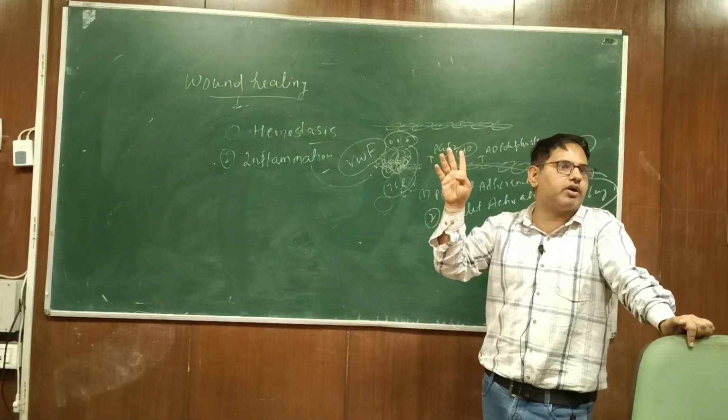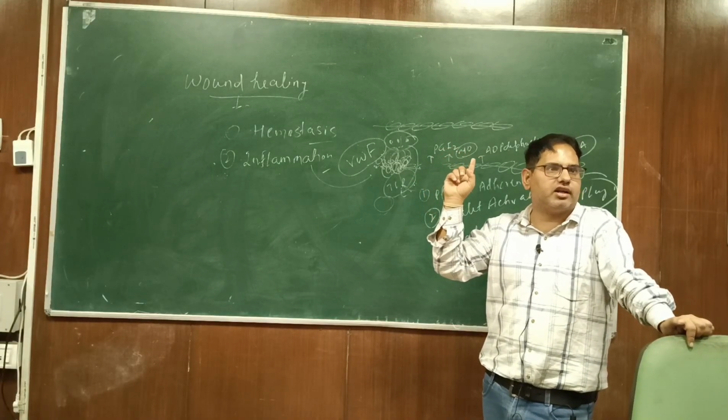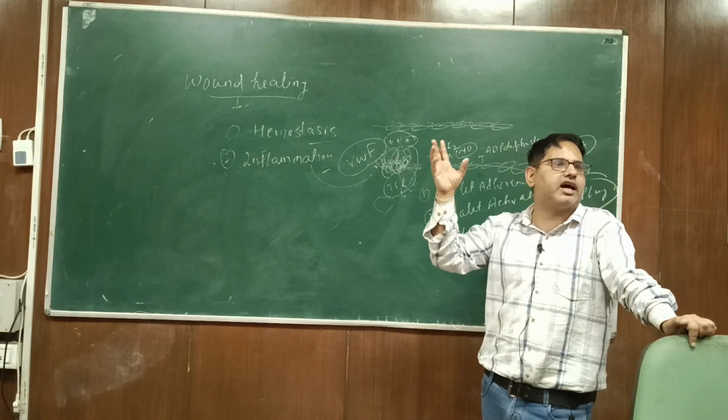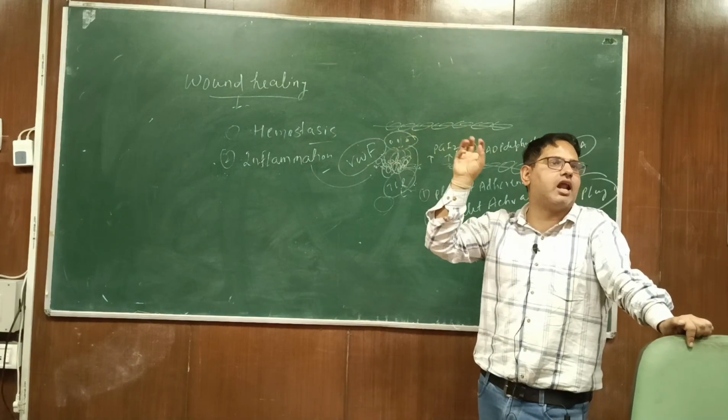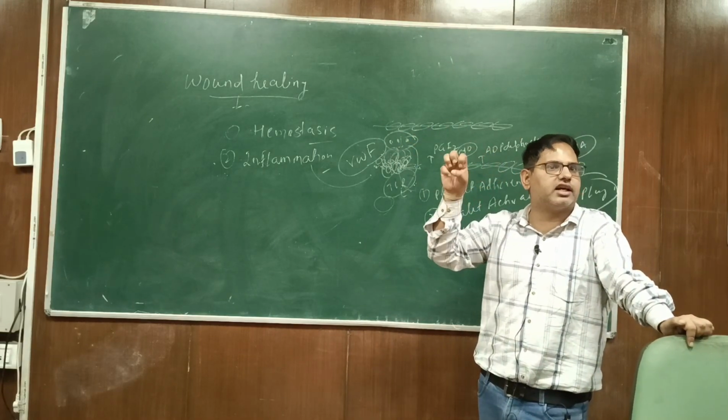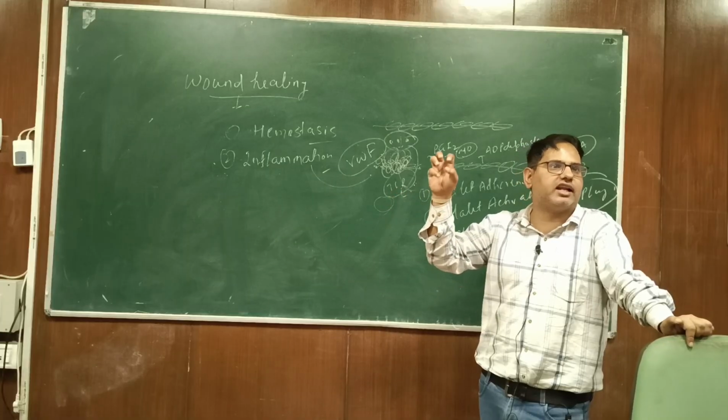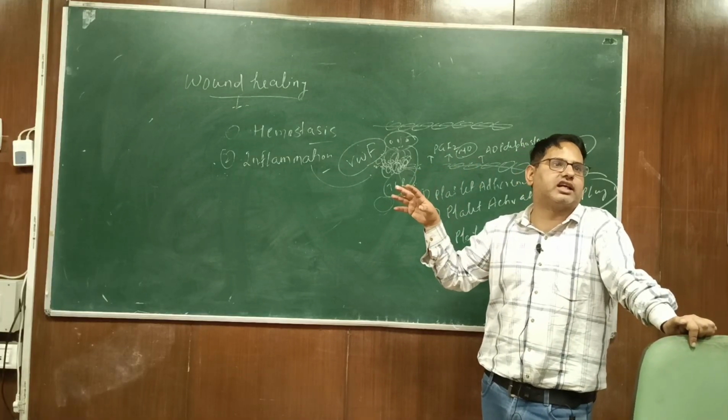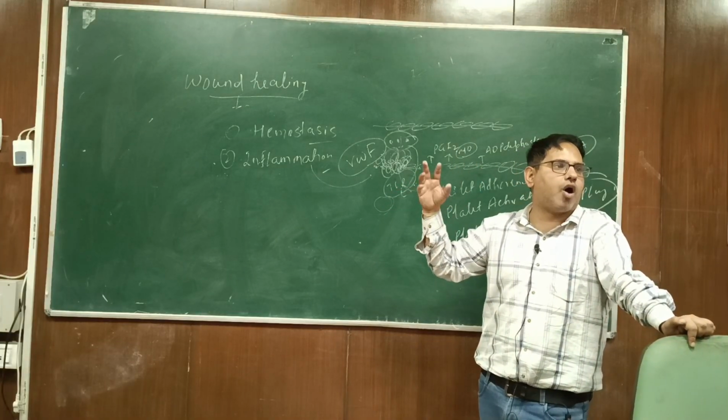WBC is a part of your innate immune system. T cells are further categorized into different categories: helper T cell, cytotoxic T cell, regulatory T cells. So these are the different types of T cells. So helper T cells, how will you recognize them?